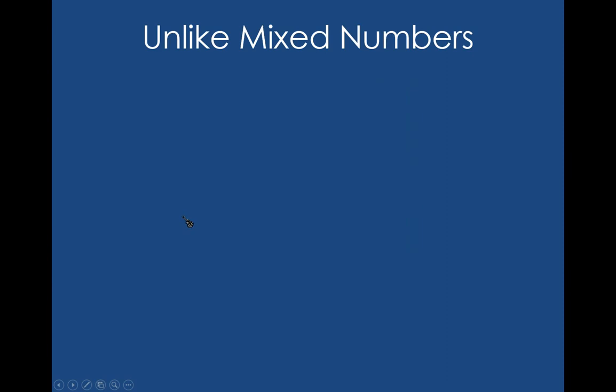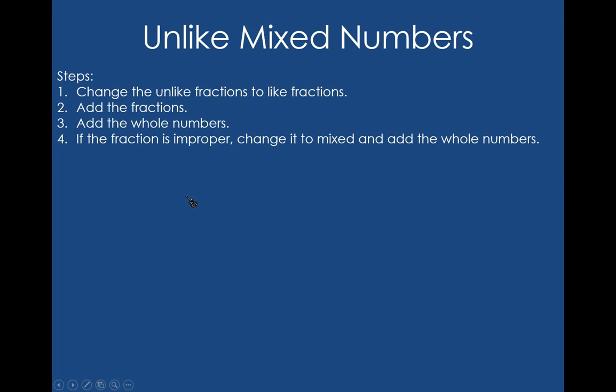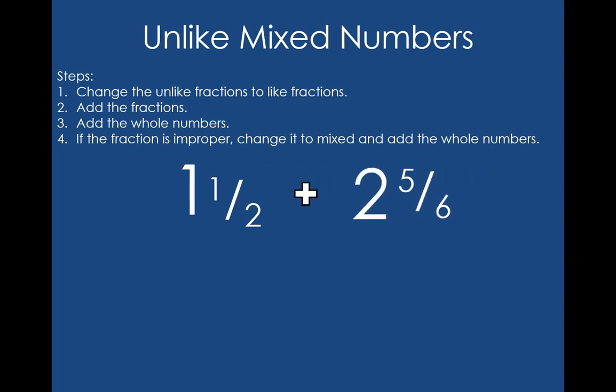What if they are unlike or dissimilar? Steps: change the unlike fractions to like fractions. Add the fractions. Add the whole numbers. If the fraction is improper, change it to a mixed number and add the whole number. Example: 1 and 1/2 plus 2 and 5/6. First step, we change their denominator because they are different.